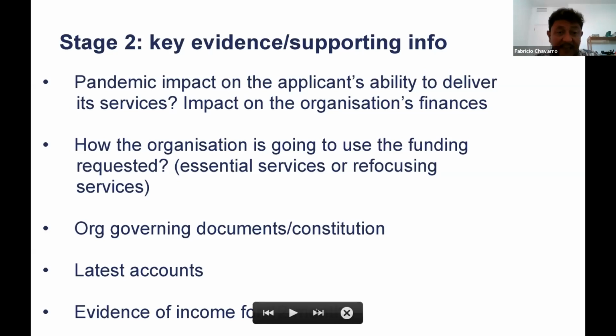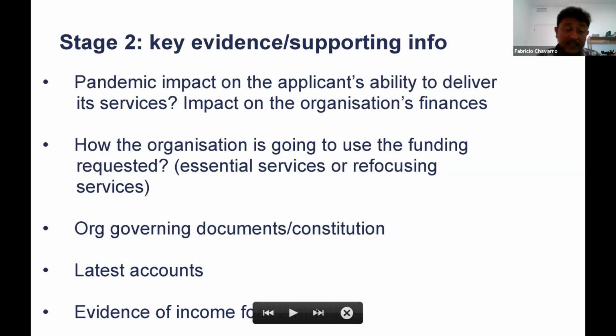So in terms of key information and key documents that you will be asked to submit with the application form, the governing documents, the Constitution or the Memorandum of Articles of Association. So that's one element. You will also need to submit your latest accounts. They don't need to be audited, but obviously you will need to present the latest accounts. And also you will need to provide evidence of your income before the lockdown, before the COVID-19 outbreak.